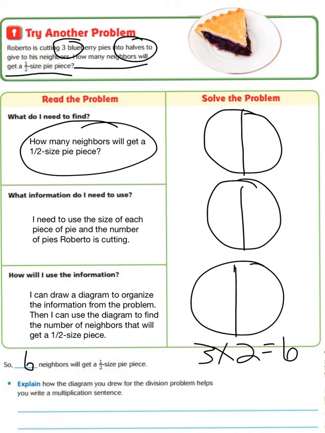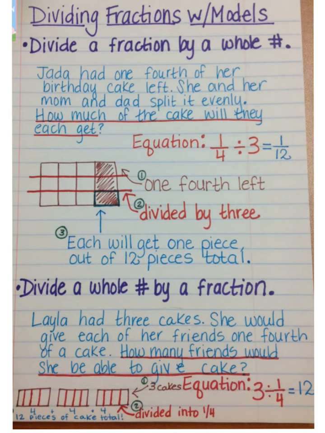Now we can explain how the diagram you drew for the division problem helps you write a multiplication sentence. And one of the explanations for that is the diagram shows 3 groups of 2 halves. So I can use multiplication to find the total number of halves in the 3 groups. So now let's go ahead and get those math journals out. We have a few notes here regarding dividing fractions with models. So you can go ahead and push pause and copy the notes down into your math journals.